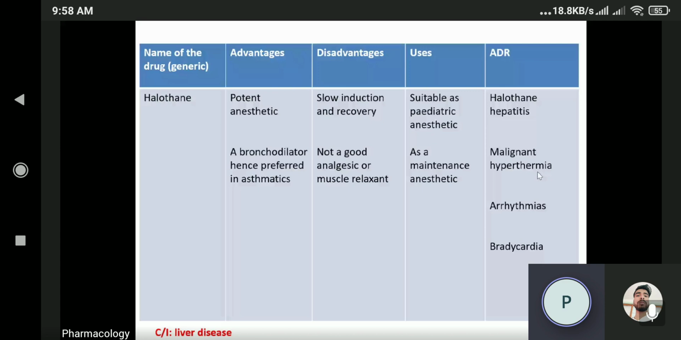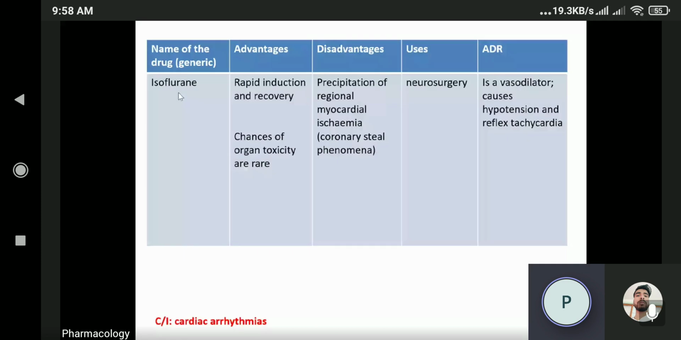Now they can also have an arrhythmogenic potential. Mainly they cause bradycardia, and since they are hepatotoxic drugs, they are to be contraindicated in liver disease. Next drug is isoflurane. Okay, so they also have a rapid induction and recovery.